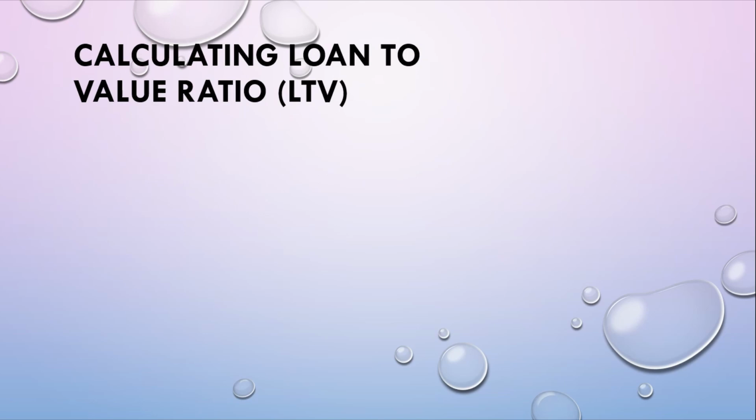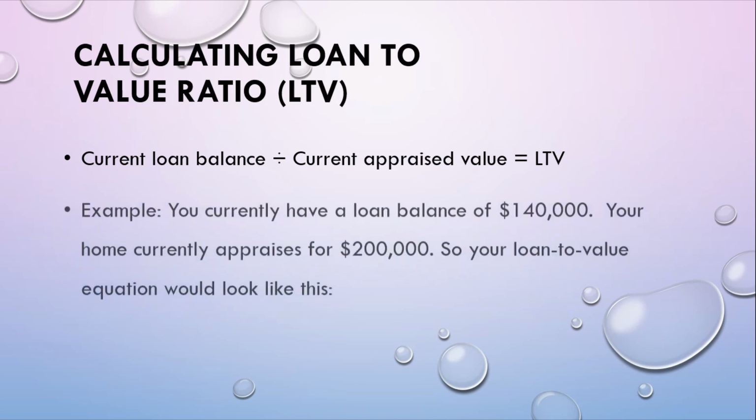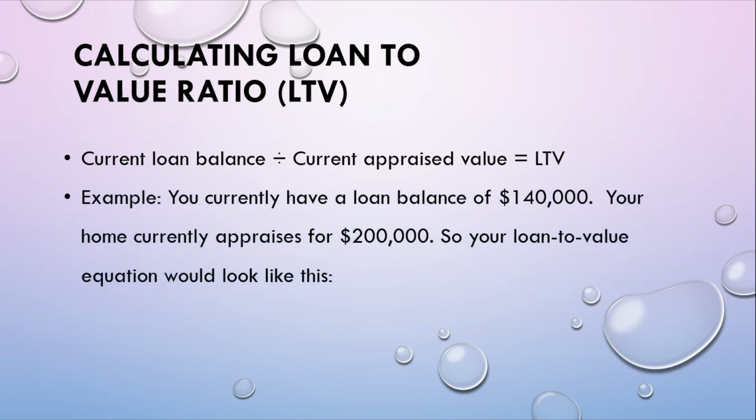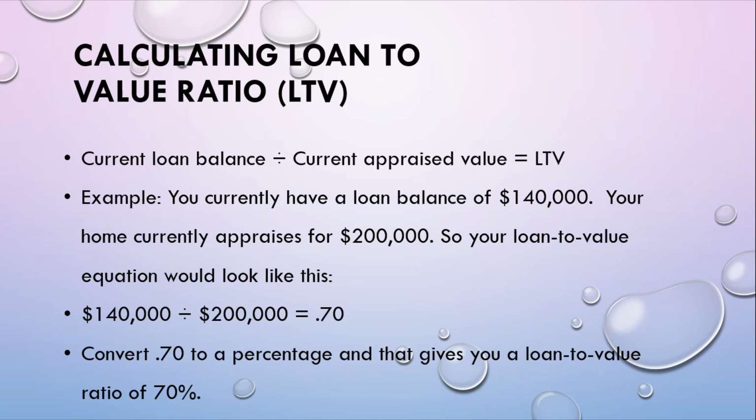Okay, so calculating your loan-to-value ratio. Your loan-to-value ratio is another way of expressing how much you still owe on your current mortgage. Here's the basic loan-to-value ratio formula. For example, say you currently have a loan balance of $140,000 and your home currently appraises for $200,000. So your loan-to-value equation would look like this: 140,000 divided by 200,000 equals 0.7. Convert 0.7 to a percentage, and that gives you a loan-to-value ratio of 70%.